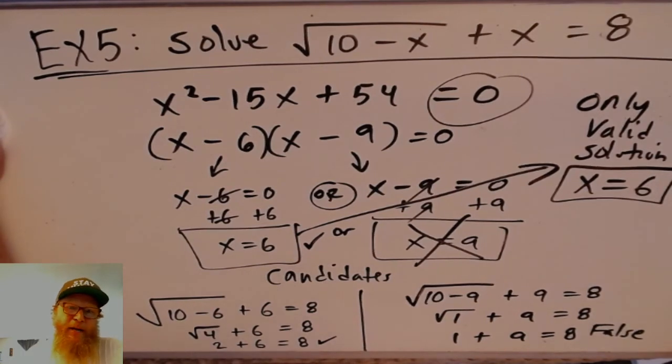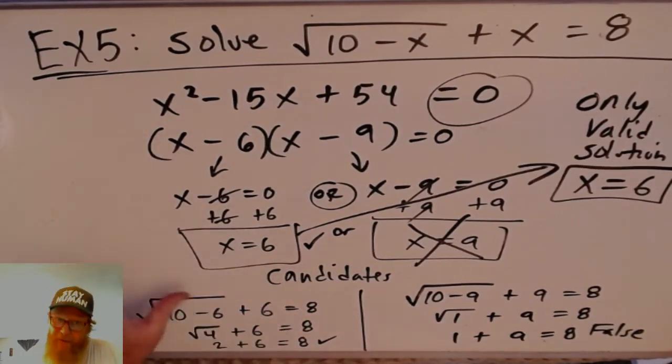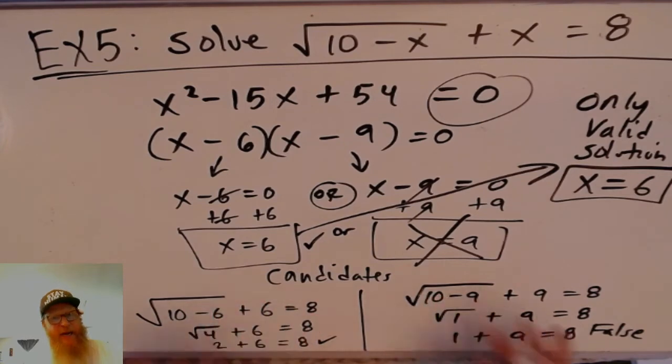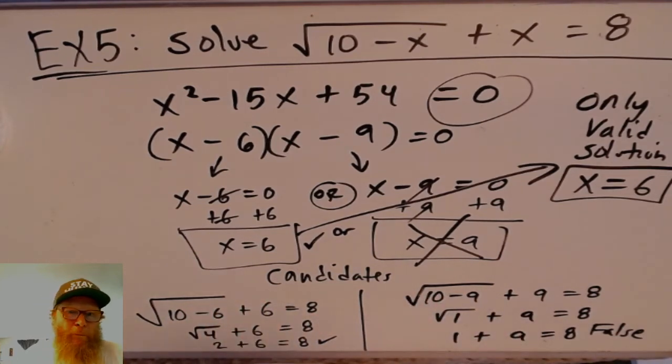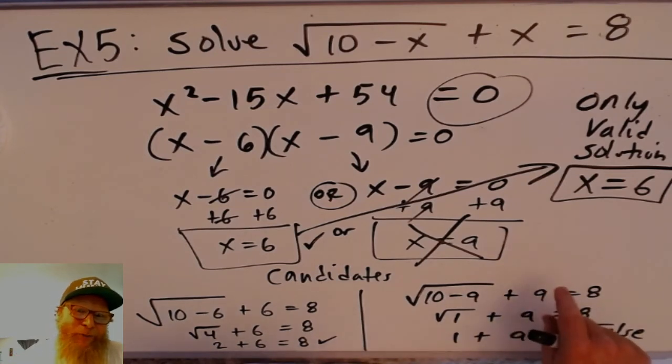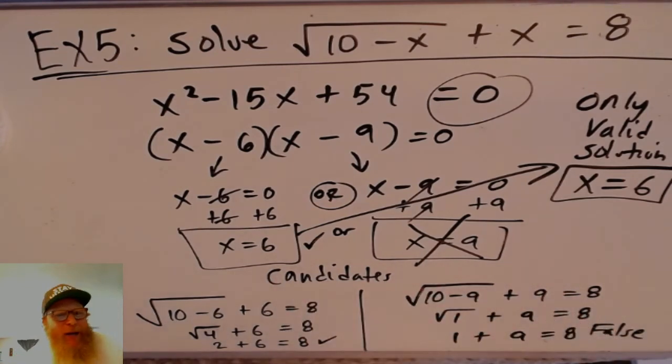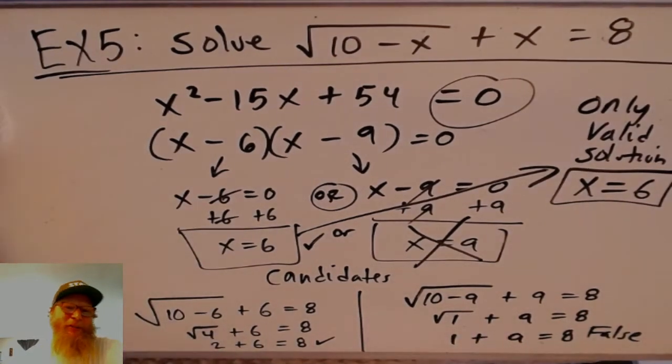I don't know what else to say. You do the math, you follow the steps, you be careful, you get your candidates, and then you check your candidates, and you never know what's going to happen. Personally, I thought the 9 was going to work and the 6 wasn't, so I'm not very good at predicting. You can make a prediction, but I would never trust your prediction.